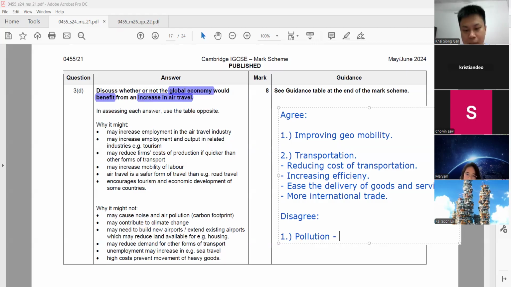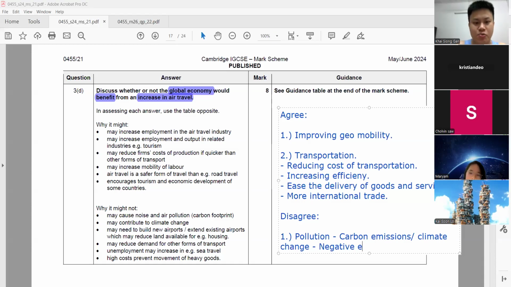Pollution, you can talk about negative externalities. You talk about carbon emissions, greenhouse gases, all this correct. I think you talk about carbon emissions, greenhouse effect can, climate change also can. But then I was expecting something, I want you to talk about the negative externalities. I want this word. I want you to have this word.